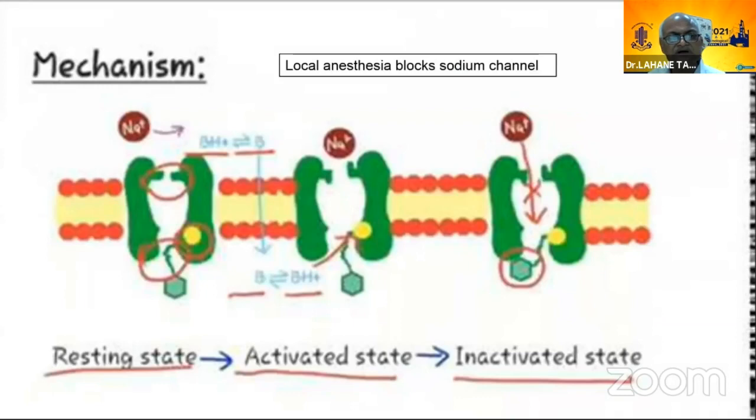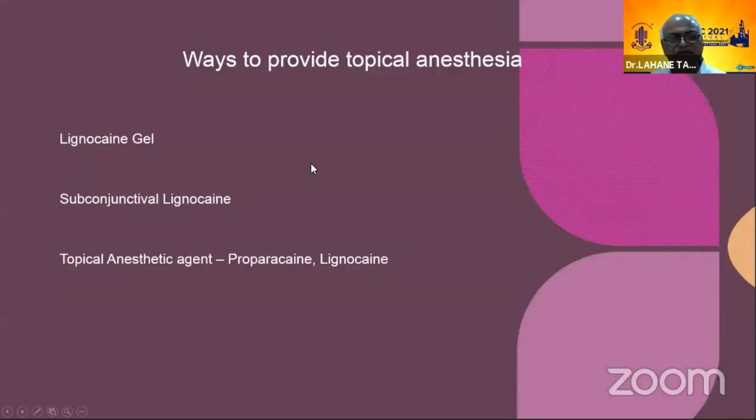And so what happens? What does the anesthesia block? It blocks the sodium channels, you can see this activated state. These local anesthetics block the sodium channels. So you can see in the resting stage, it is in the activated and inactivated stage. So ways to provide topical anesthesia: you can use lignocaine gel, subconjunctival lignocaine, or a topical anesthetic agent, proparacaine and lignocaine can be used.